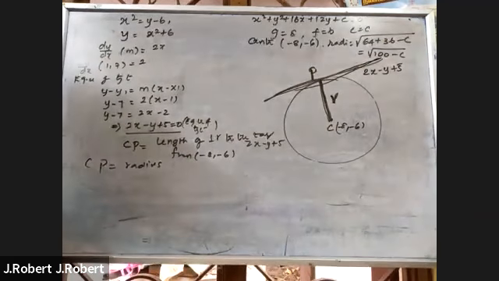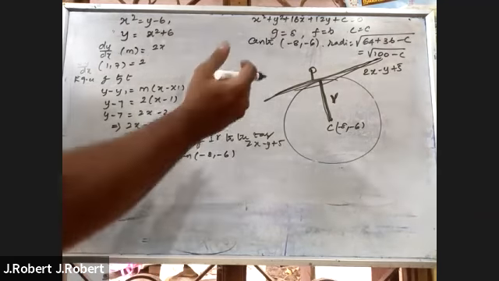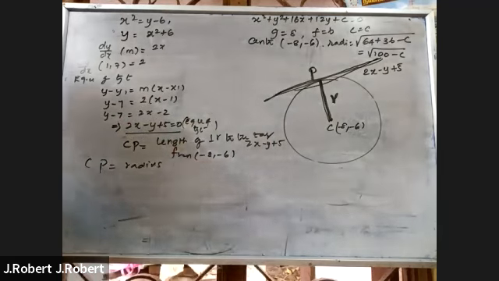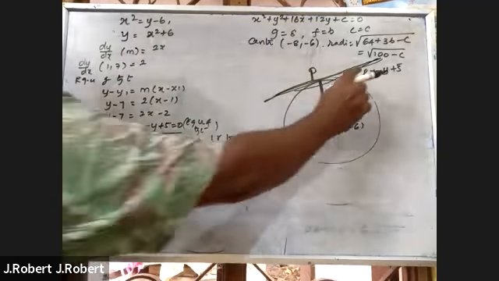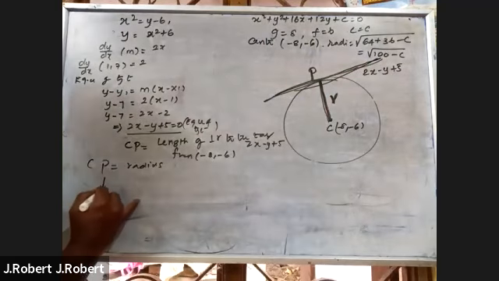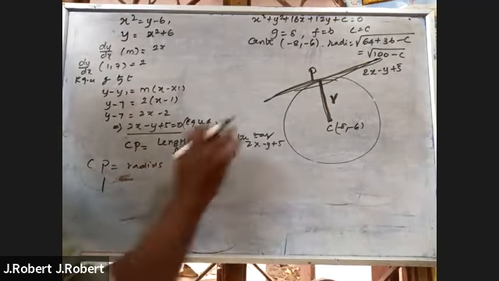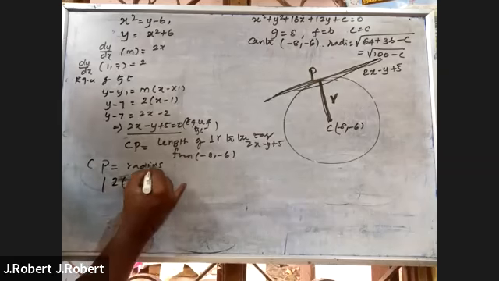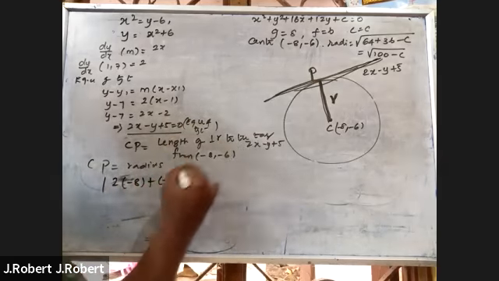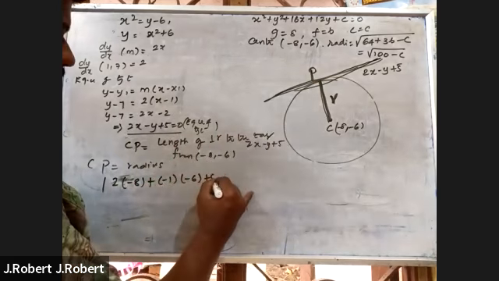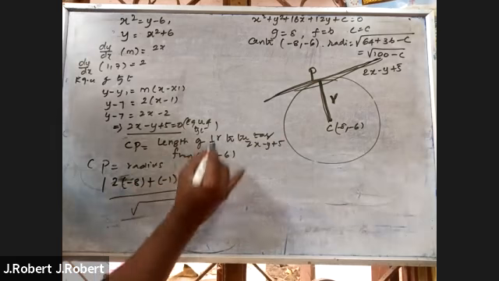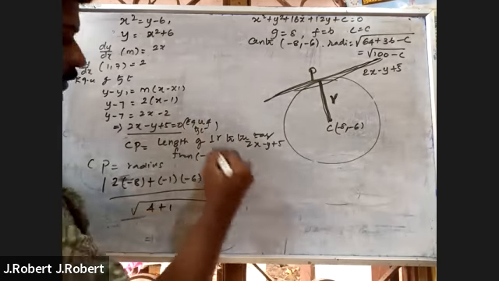CP is the length of the perpendicular. We know the formula: modulus of Ax1 plus By1 plus C divided by root of A square plus B square. This is called the length of perpendicular formula, which we studied in 10th and 11th standard. Now in 12th standard, if the tangent of the circle is given, its length of perpendicular and the radius are always equal. So how to find CP? A is 2 into x1 -8, B is -1 into y1 which is -6, plus C plus 5, divided by root of A square plus B square, 2 square 4 plus 1, equals the radius.